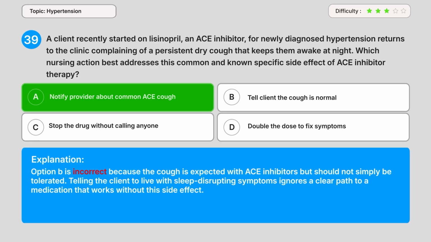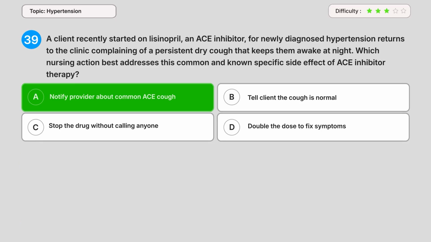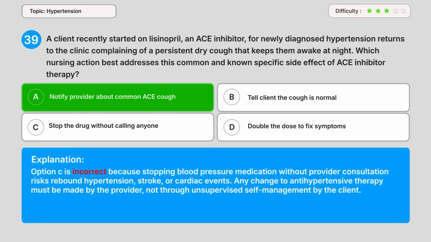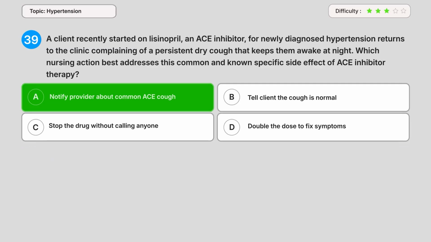Option B is incorrect because the cough is expected with ACE inhibitors, but should not simply be tolerated. Telling the client to live with sleep-disrupting symptoms ignores a clear path to a medication that works without this side effect. Option C is incorrect because stopping blood pressure medication without provider consultation risks rebound hypertension, stroke, or cardiac events. Any change to antihypertensive therapy must be made by the provider, not through unsupervised self-management by the client.